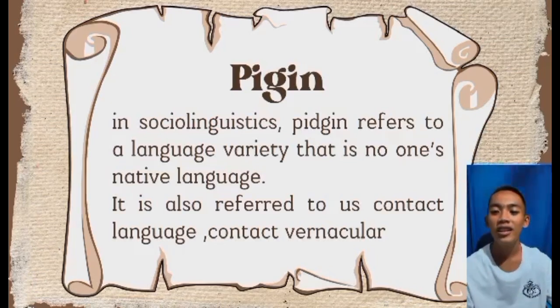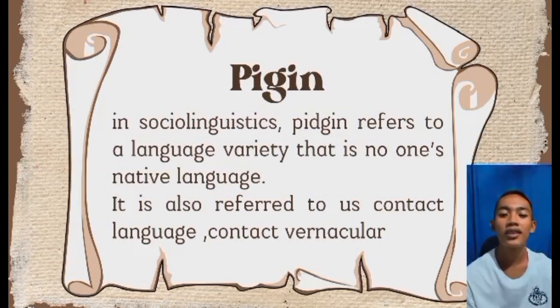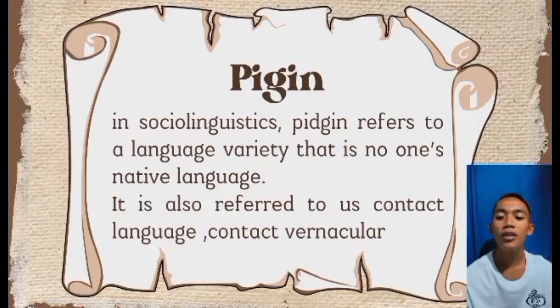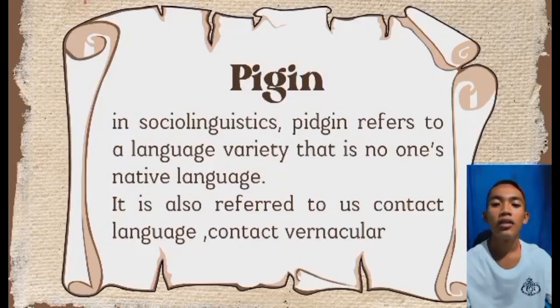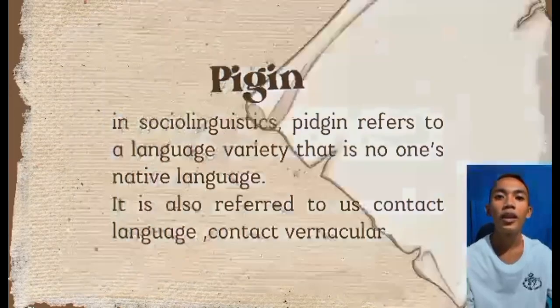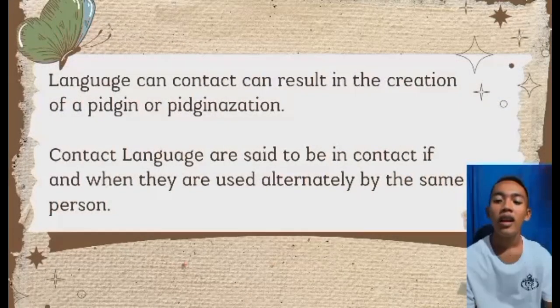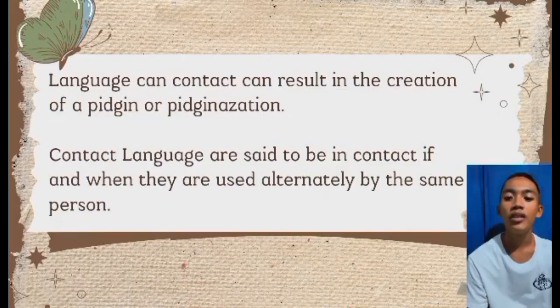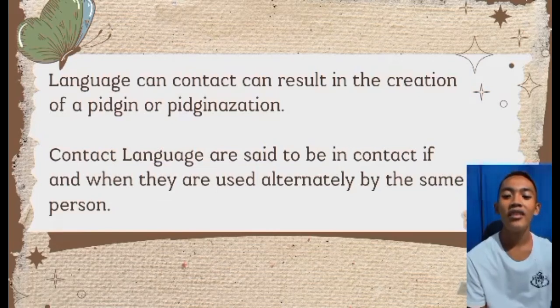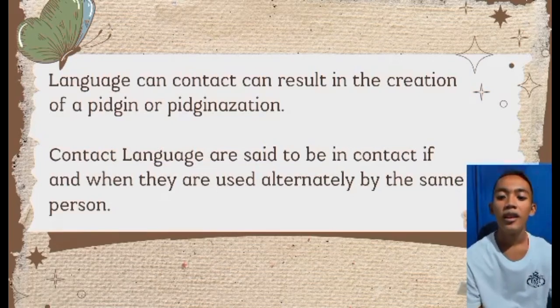So Pidgin is a simplified language that emerged as a means of communication between groups of people who don't share a common language. It combines elements from different languages to facilitate communication, often for trade, commerce, or practical purposes. Languages can come into contact and can result in the creation of a pidgin, or pidginization. Languages are said to be in contact if they are used by the same person.